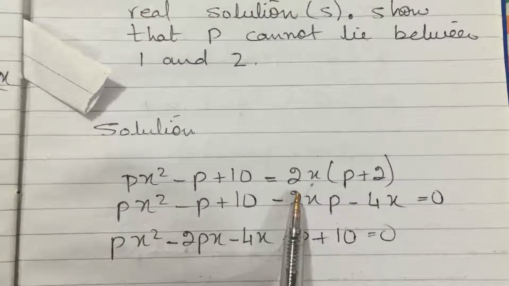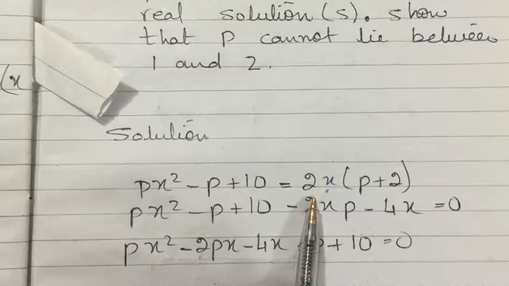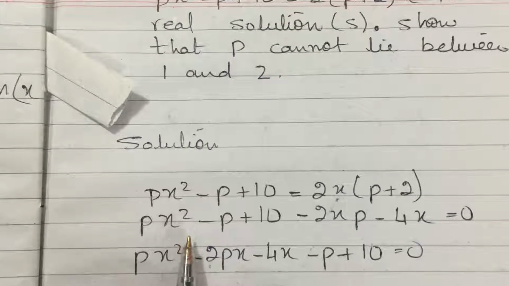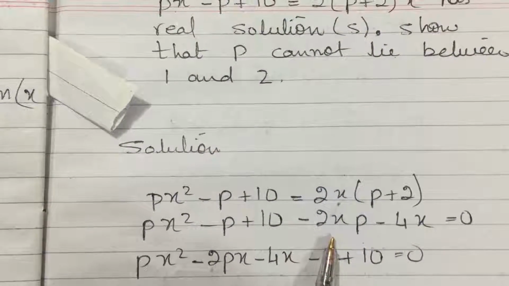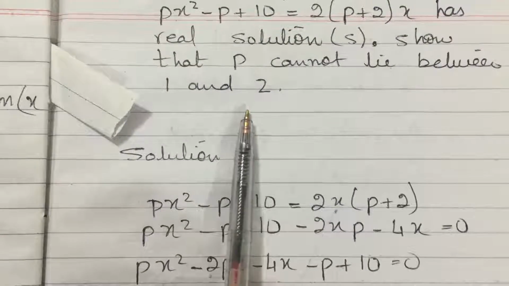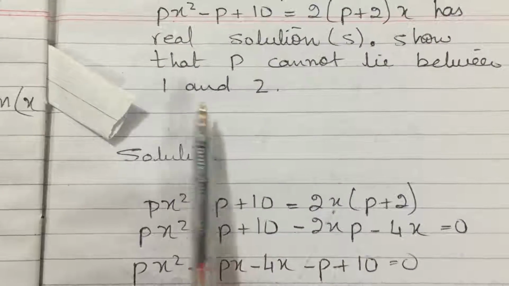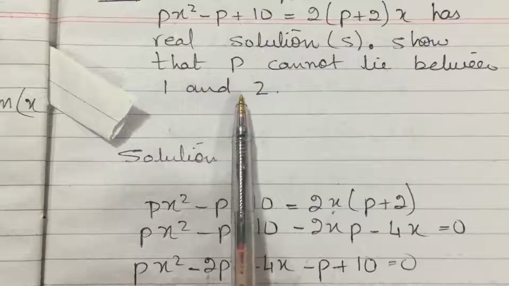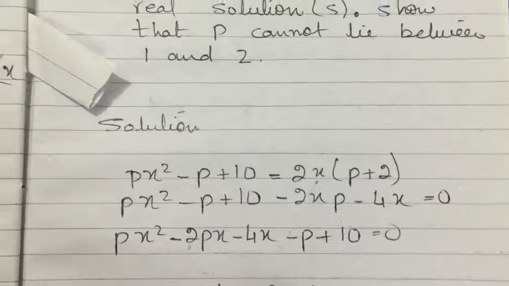This is the equation, and the question is saying if the equation has real solutions or real roots. It means we will take the discriminant greater than or equal to 0, and then we will see whether we end up at this answer or not. What are the values of p that we get? If we get what is said here, then it means the equation has real roots.